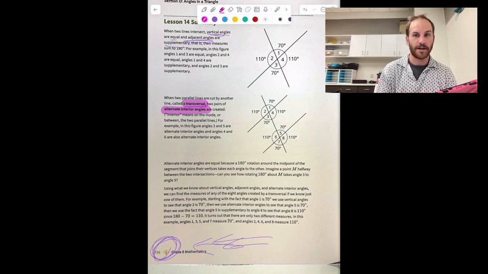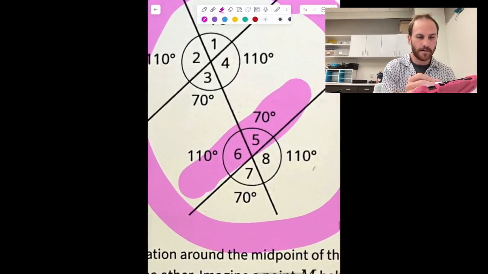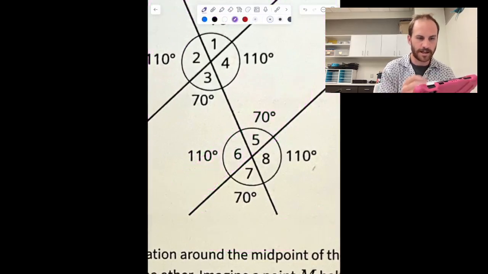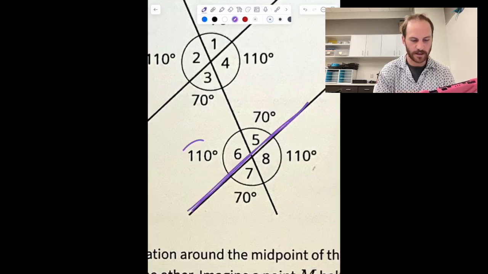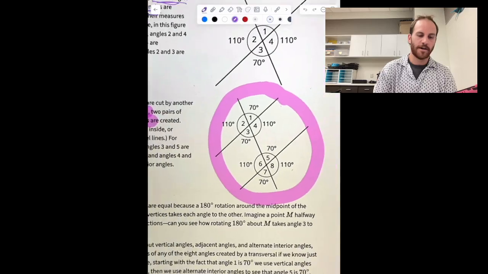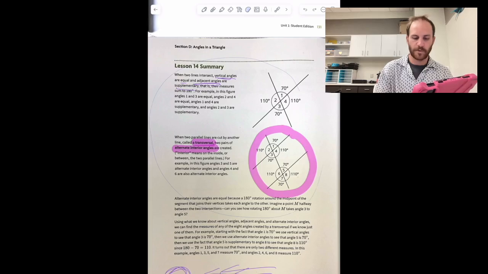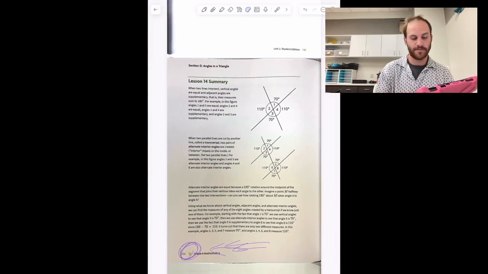Okay, very, very helpful. Also, if you look at this diagram here, the angles, they're all either 70 degrees or 110 degrees. Let's look here on this line, right? What's 110 plus 70 degrees? Well, it'd be 180, right? Because they create a straight angle. Perfect. All right, so that's lesson 14. Really just talking about transversals, okay?